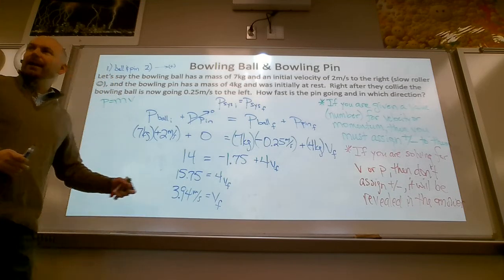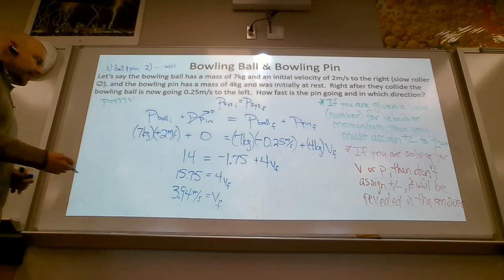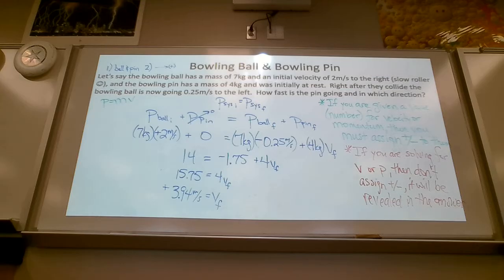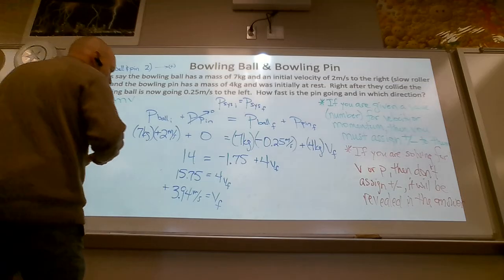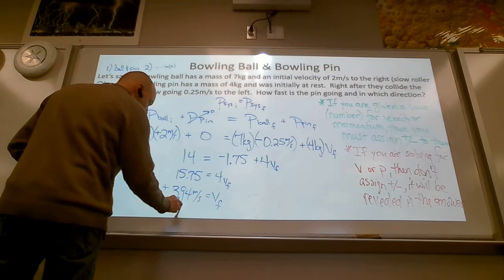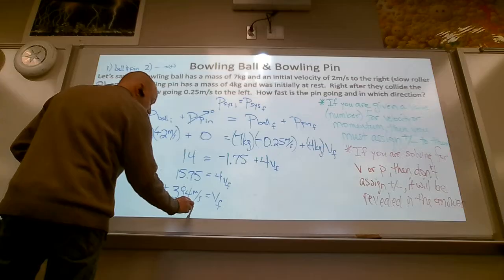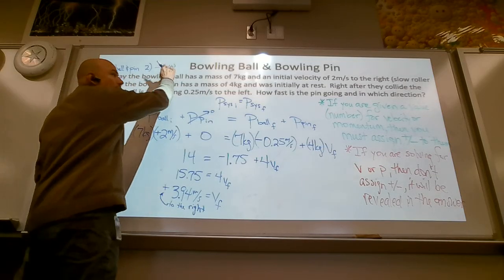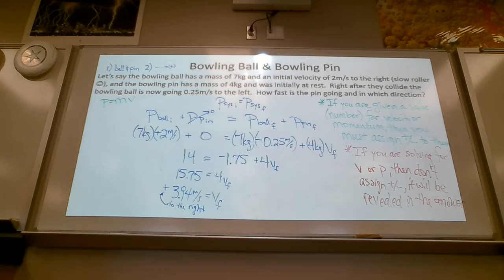What is the sign of the answer? Positive. Okay. Now, here's what I'm going to have on the test. I'm not going to say positive or negative because you have the freedom to choose which way is positive or negative. I'm going to say 3.94 meters per second to the right, because positive corresponded to the right. So here's what your choices are going to be on the test. Right, I'm just telling you straight away.